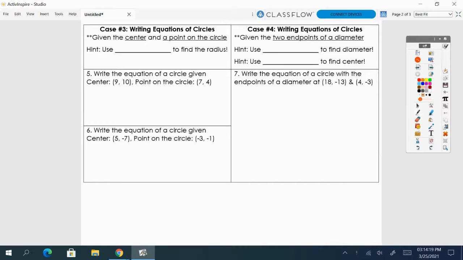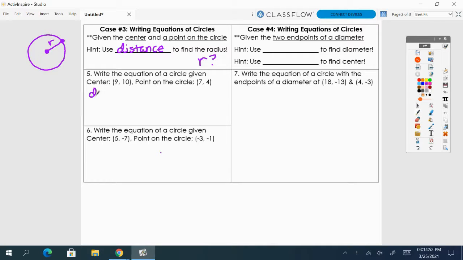In our next case, we'll look at writing the equation of a circle given the center and a point on the circle. Most importantly, we have the center, but we're missing the radius. To find the radius, we will use the distance formula, as that helps us find the distance between 2 points. Specifically here, we want to know the distance between that center point given and the point on the circle, because that will be the length of the radius. We'll go ahead and try the first problem here.